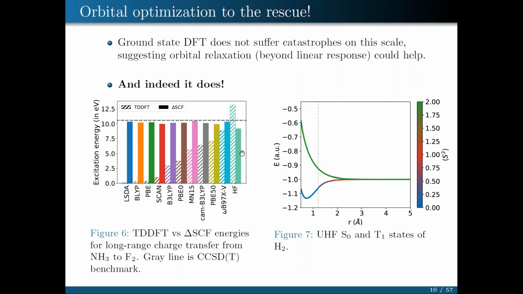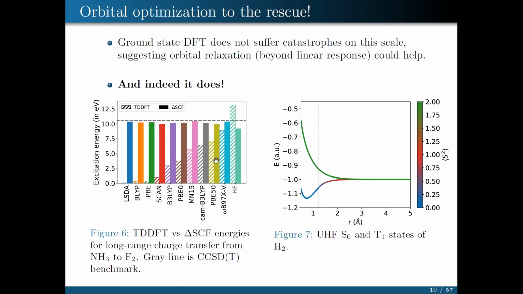If we look at the ammonia fluorine problem again, on the left-hand figure, we see that the charge transfer energies predicted by the orbital optimized delta SCF method are much more consistent with each other. There's no significant variation across functionals, and they agree with the coupled cluster benchmark pretty well, in contrast with TDDFT, where there's both huge variation and large errors.